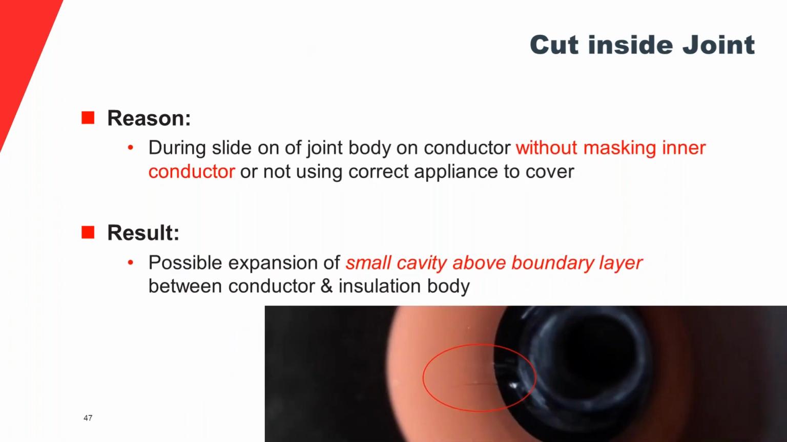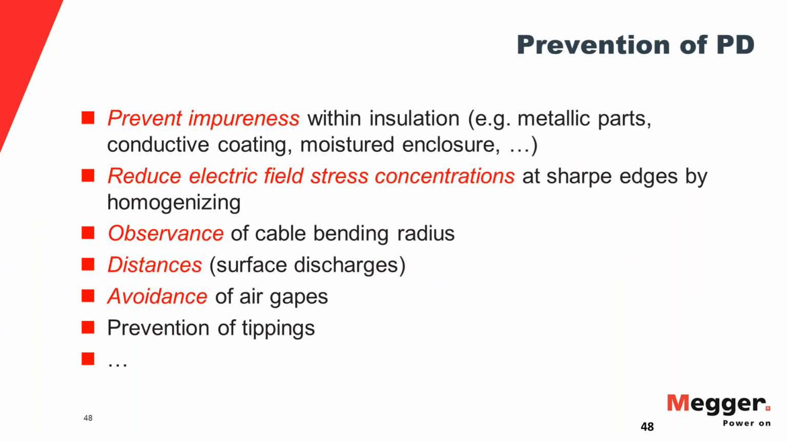And then here a cut into, which will cause, and then also an incorrect alignment, which will cause also a hotspot for partial discharge right there, because you will have a small cavity. So how do you prevent this?